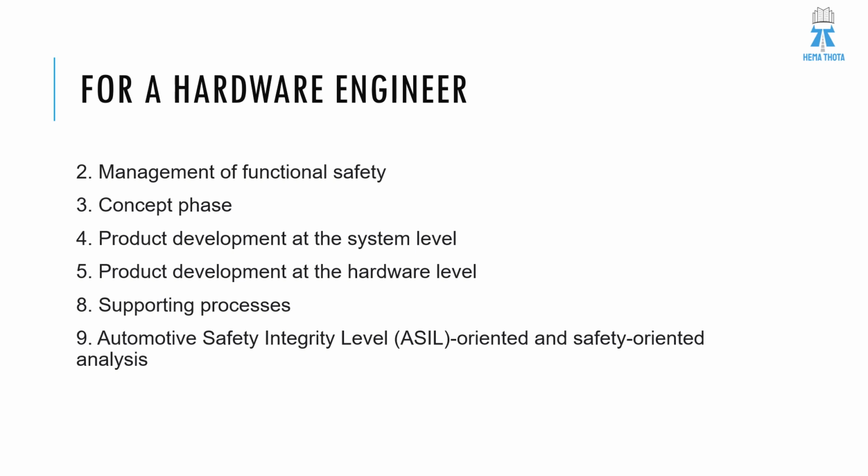Part 5 you need to be thorough with, and part 8 is supporting processes, and part 9 is agile oriented and safety oriented analysis. This is the flow we need to follow for a hardware engineer to understand functional safety in detail. So these are all the important things for you to understand.